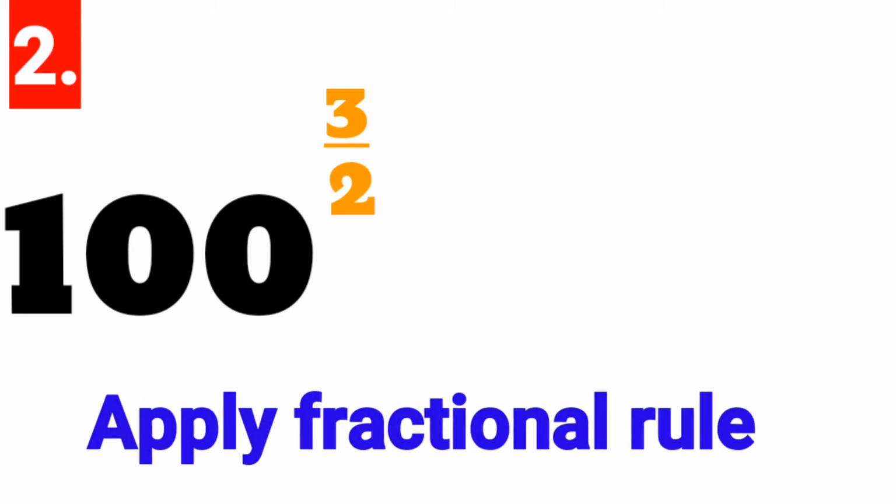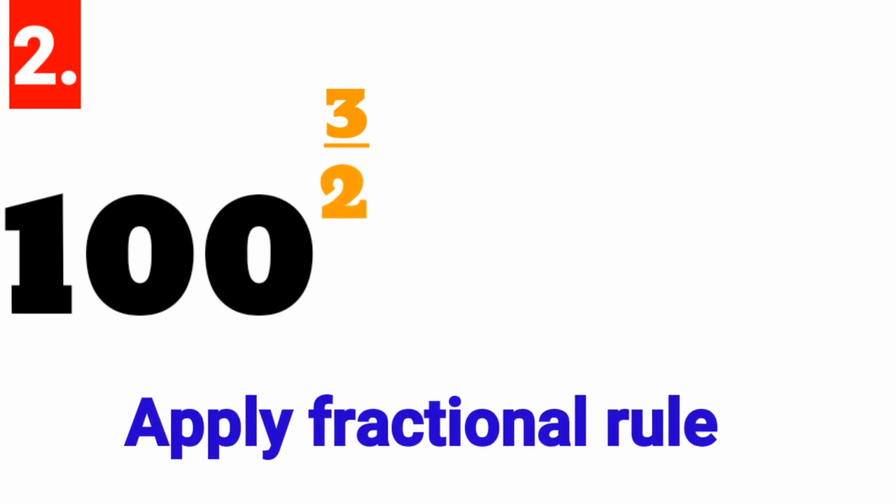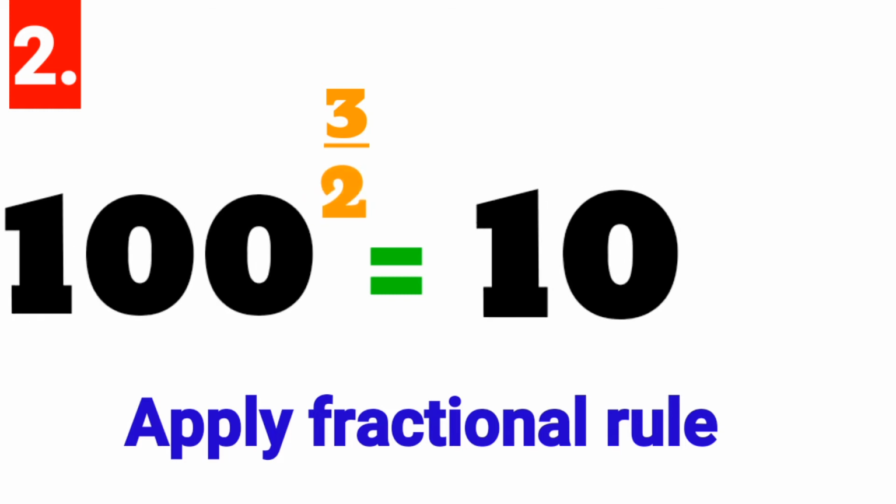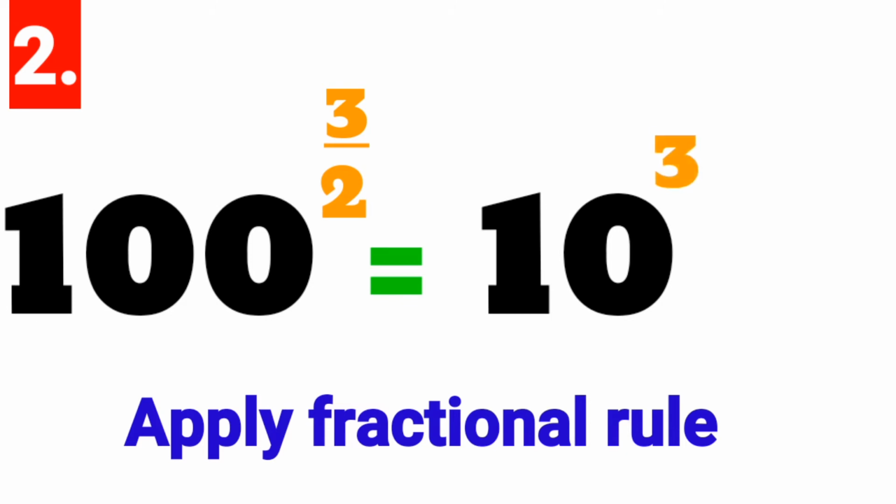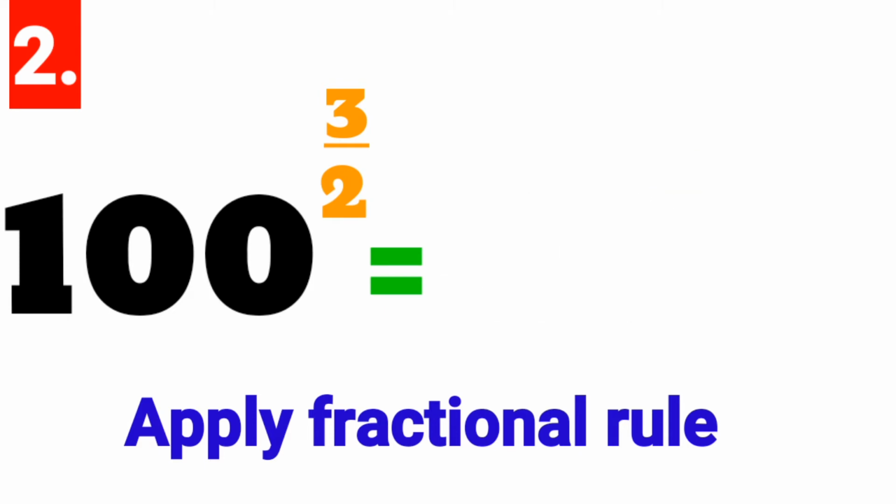100 raised to the 3/2 power. Denominator 2 is the index, and the numerator 3 is the power. So the square root of 100 is 10. Then raise it to the third power. So 10 to the third power is 1000.